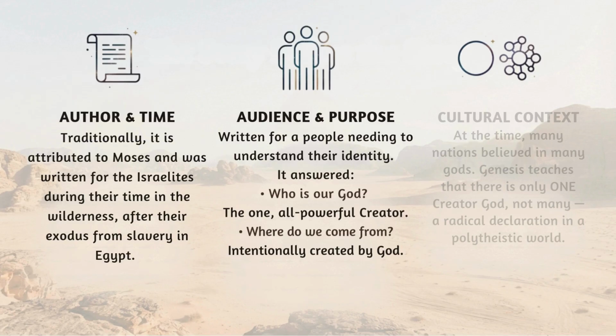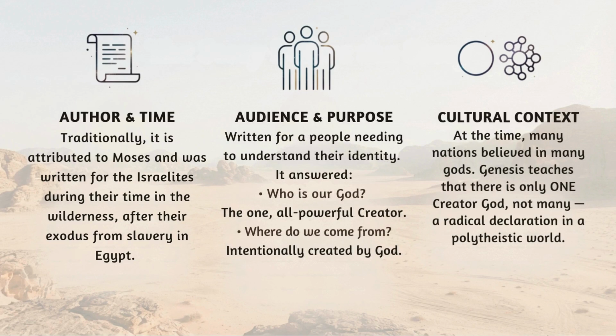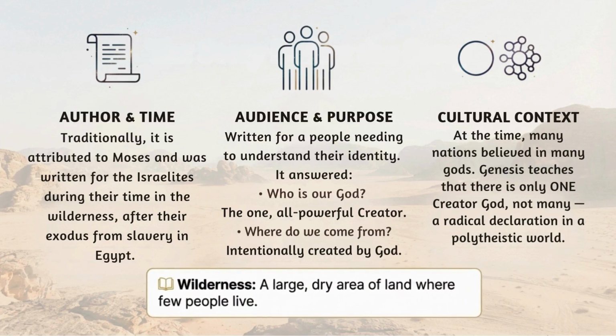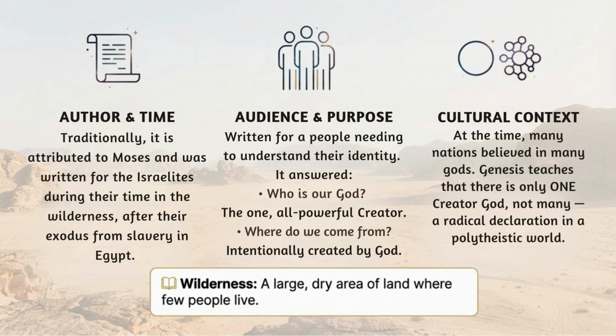It answered important questions such as, who is our God? The one, all-powerful Creator. Where do we come from? Intentionally created by God. At the time, many nations believed in many gods. Genesis teaches that there is only one Creator God, not many. A radical declaration in a polytheistic world. And here is an important word for you to know. Wilderness means a large, dry area of land where few people live.